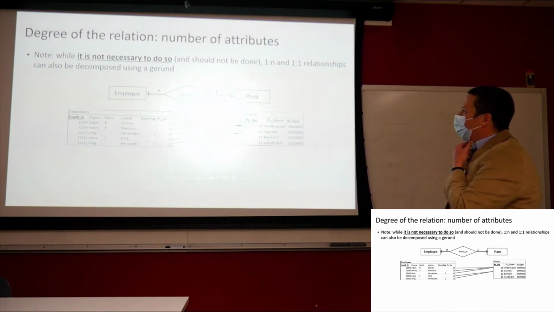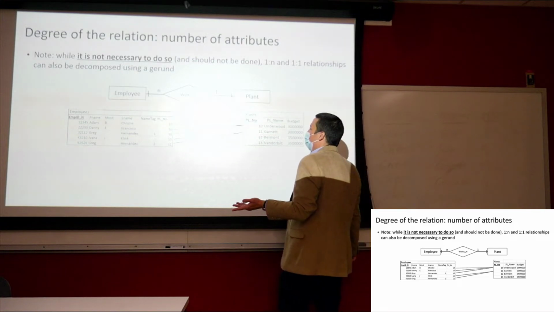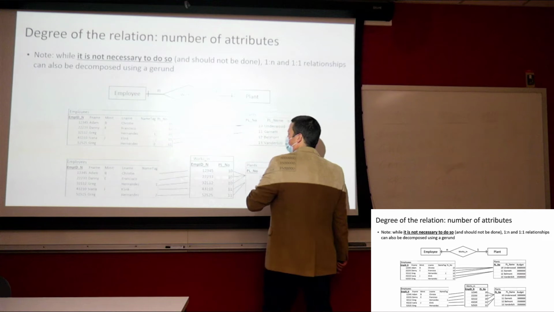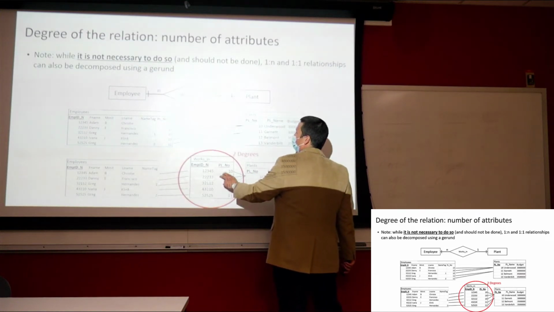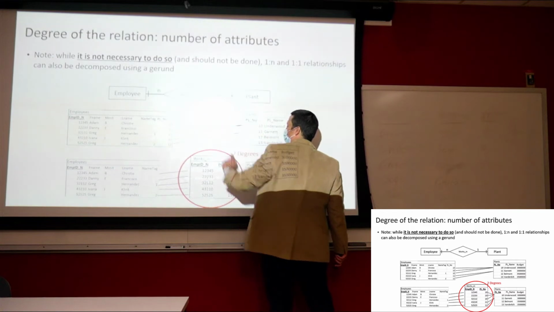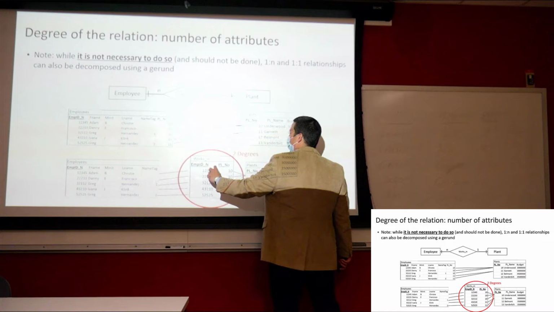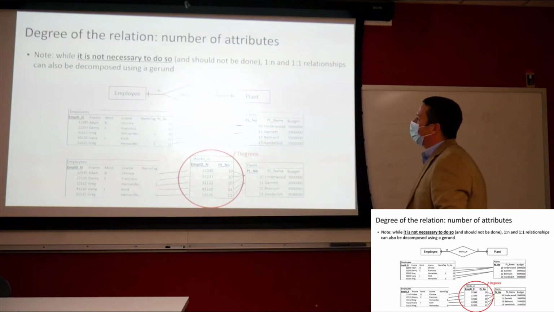And so we can see this same thing play out. We don't need to use a gerund to decompose a one-to-many relationship, but we could, and we would get the same exact thing, right? We have a relationship here with 2 degrees. If we put a gerund in between them, we're going to get a gerund that has 2 degrees as well, two attributes.